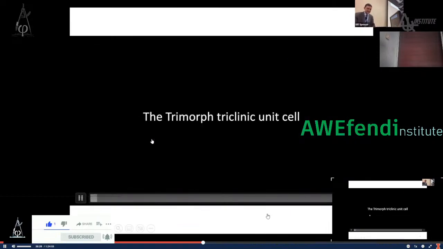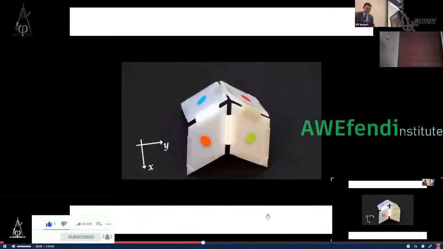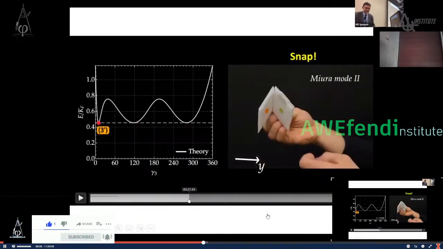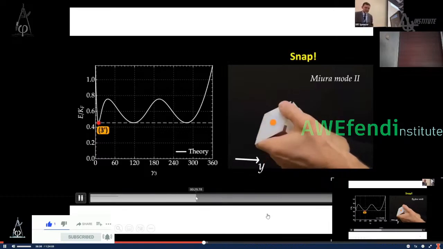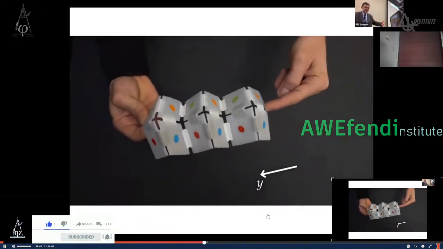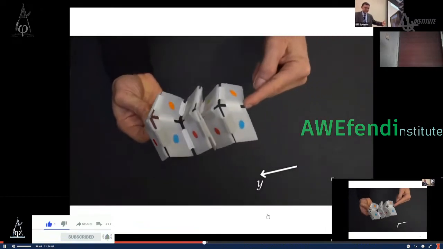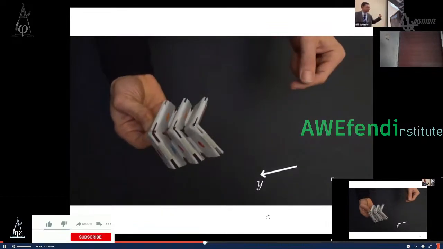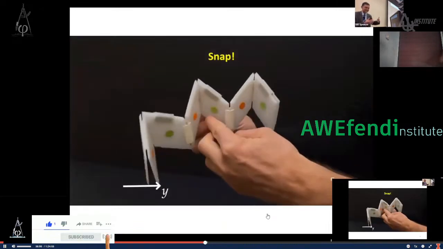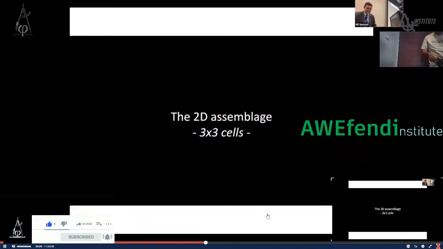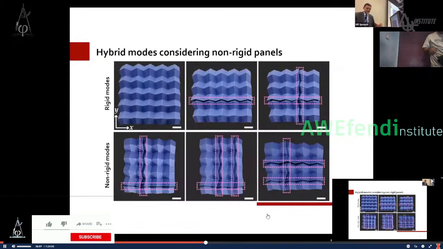And then you can see here the behavior of the cell, and this behavior translates also to assemblies in 1D, in 2D, and also in 3D. Okay, and the reason I like the sound is because you can clearly see that there is the snap. Okay, the sound is very meaningful. And I will continue here.